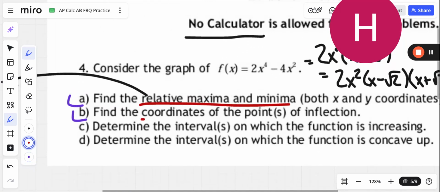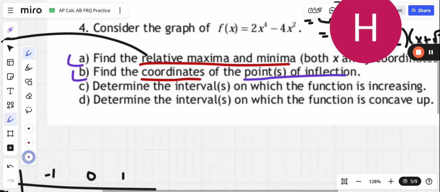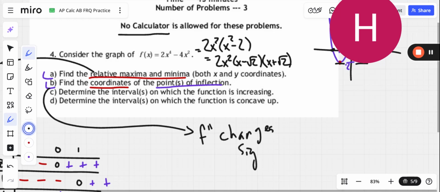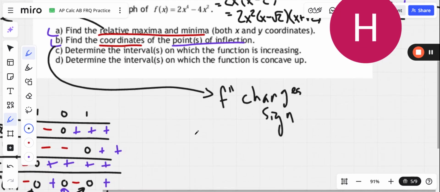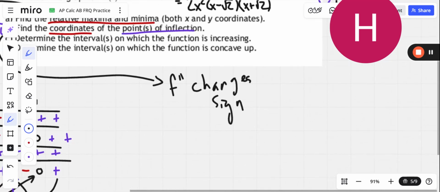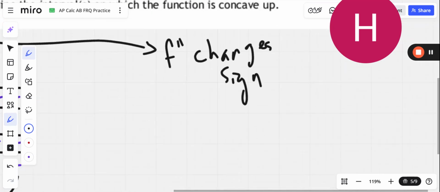Part B says find the coordinates of the point of inflection. Okay, so now what do we do with point of inflection? For point of inflection, we want to see when is the second derivative changing sign. So again, we're looking for when this derivative of the derivative changes sign. So let's go ahead and find out what the second derivative is. It's very similar to maximums and minimums, but we're doing it with the second derivative.